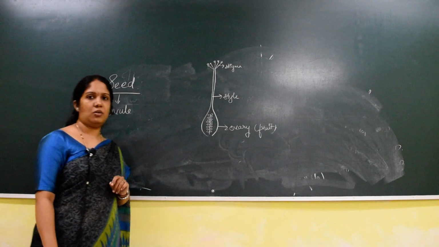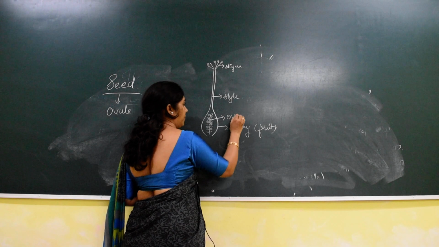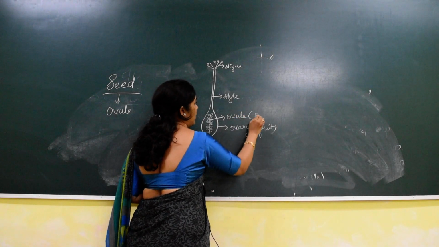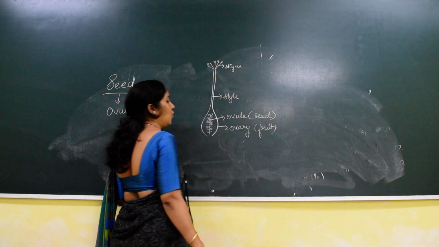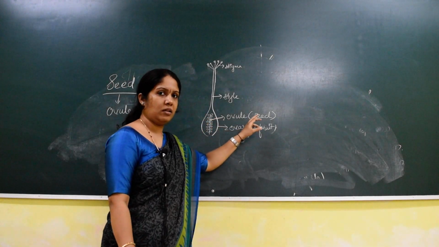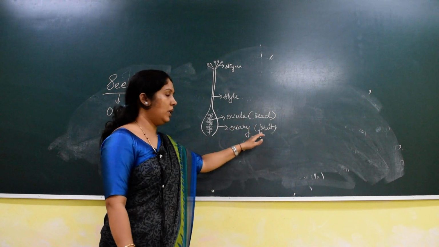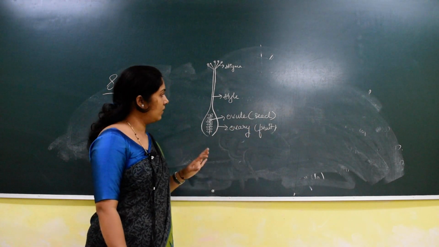So we can see inside the ovary there is an ovule. Now this ovule develops into seed. The ovule is not termed as seed, but the ovule, during the formation of fruit, converts into seed, whereas the ovary converts into fruit.